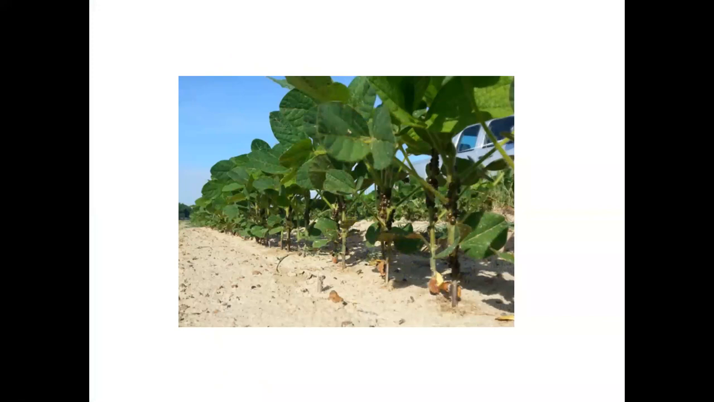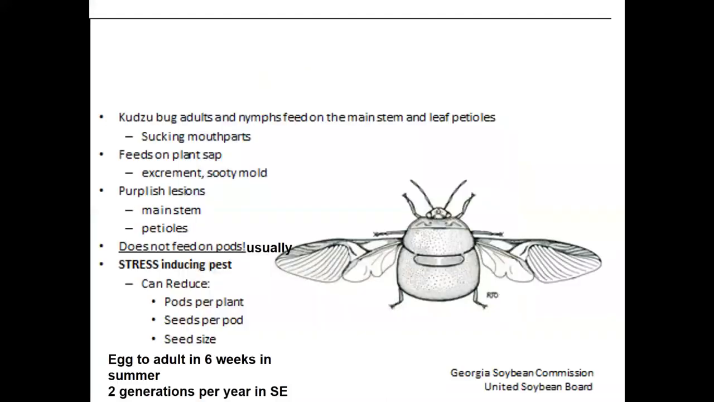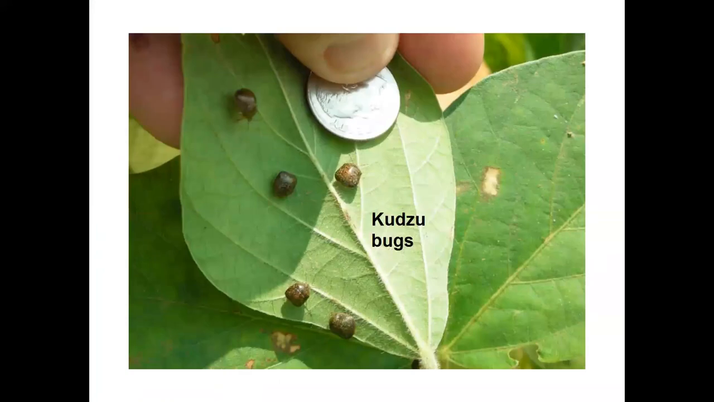Initially, we thought that this was going to be a very serious pest as they would cover the main stem of seedling soybeans pretty early in the growing season. They reduced the number of pods per plant, the number of seeds per pod, and they reduced seed size. And they reduced yields about 20% in our studies at Prattville Station for 2 years in a row. And then the populations declined due to the fungus and the parasitic wasp.